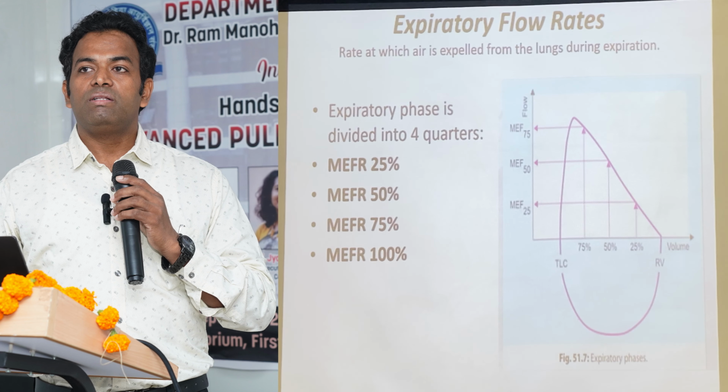Then there is the expiratory flow rate, the rate at which air is expelled from the lungs during expiration, and it is divided into four phases: maximum expiratory flow rate 25%, MEFR 50%, MEFR 75%, MEFR 100%. Basically it denotes how the smaller airways are functioning. We check the functioning of the smaller airways with the help of these expiratory flow rates.